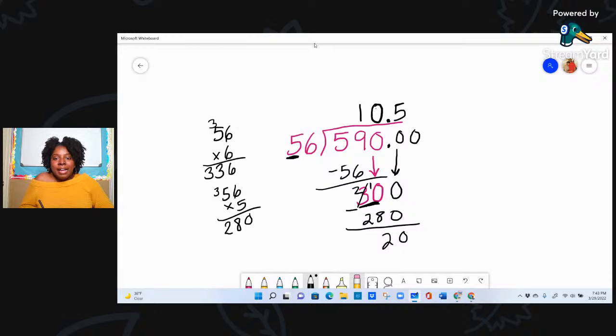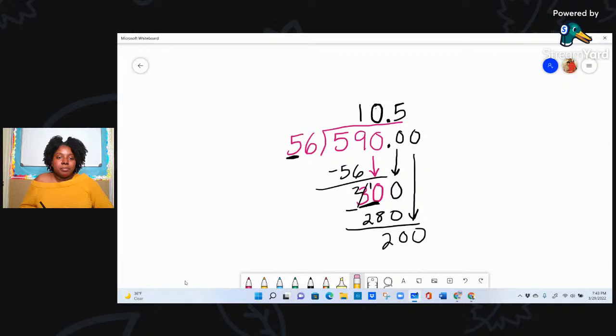Okay. We have to add another 0. It's okay, guys. Okay, so 56 goes into 200. Well, obviously it's not going to be 5 again because look at that, 280. Okay. Now let's keep going. We can do 4 or 3. So 56 times 4. I can see already it's going to be above 200. Why? I see that 50 times 4 is 200. So 56 is going to be much bigger than 200. So let's just do 3.